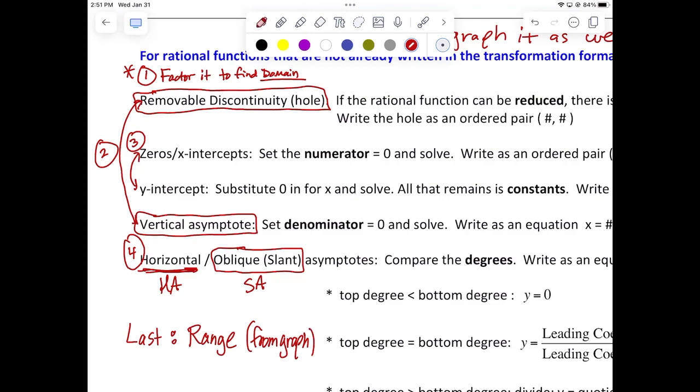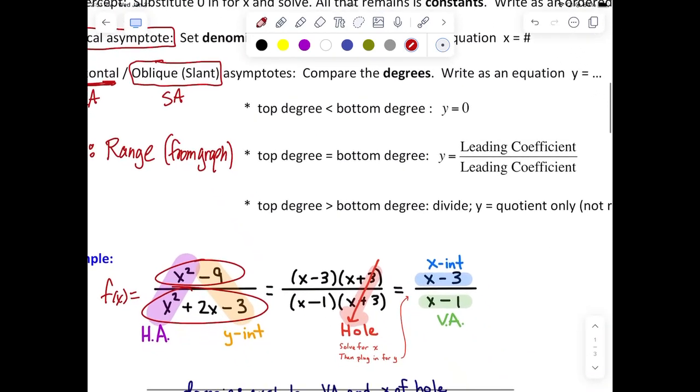So our task is to graph it. We want to sketch a graph. Once we have the graph, we'll find the range. Okay? Let's try it out on example 1 down here.